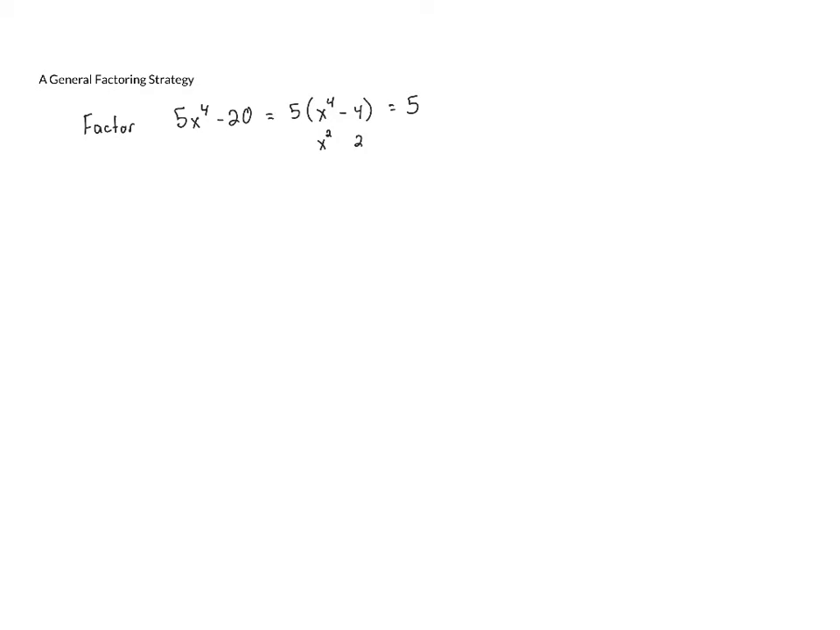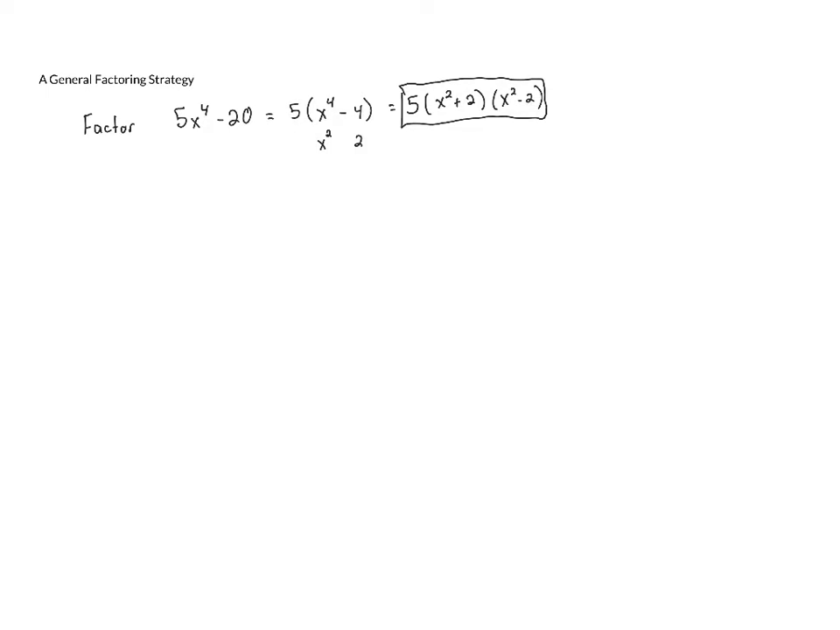We leave the 5 out front, and when we use the difference of squares, this becomes x squared plus 2 times x squared minus 2. Then the last step is to check to see whether any factors can be broken down any further. And in this case, they can't. This might look like a difference of squares. However, 2 is not a perfect square, so nothing can be broken down any further, and this becomes our final answer.